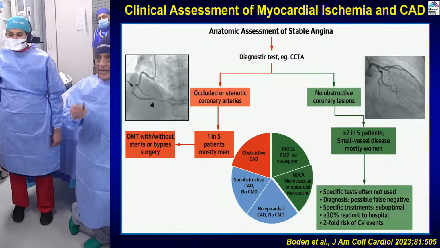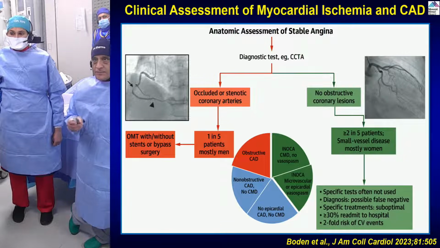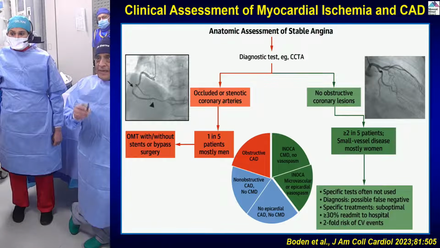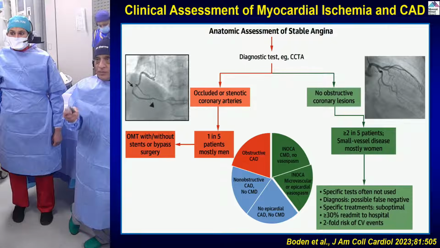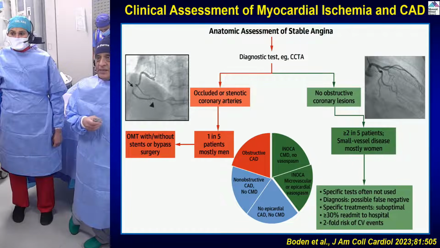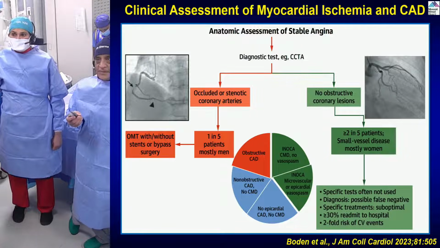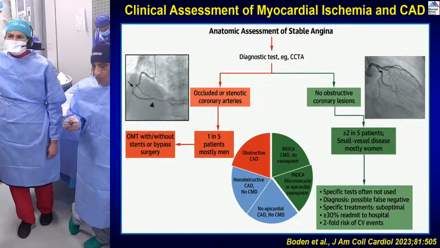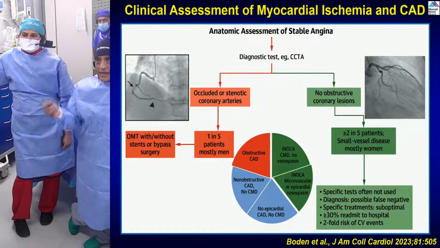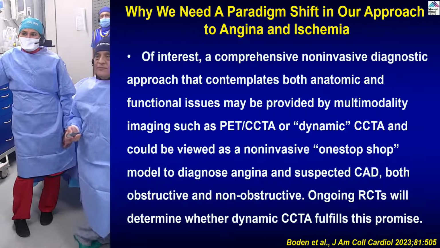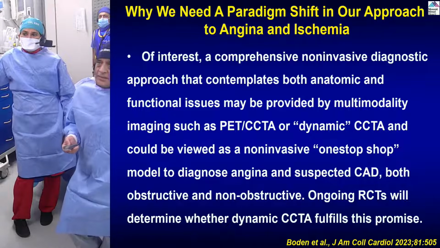So basically, the nice pie graph: obstructive CAD about 20%, INOCA with microvascular disease but no spasm another 20%, INOCA with microvascular spasm 20%, no epicardial CAD and no microvascular disease 20%, and non-obstructive CAD with no microvascular disease another 20%. So it's kind of a 20-20-20 of the 5 categories. So the key is what you do.